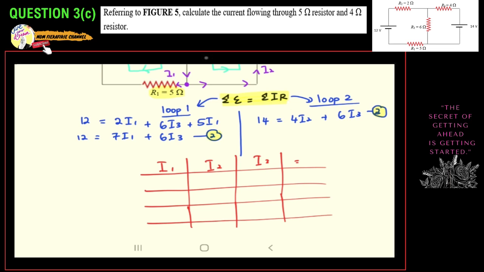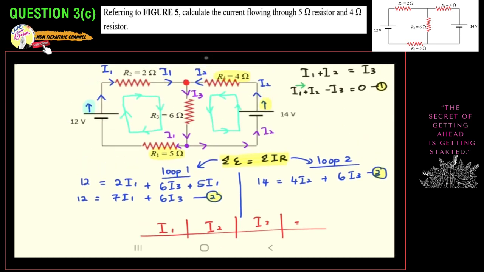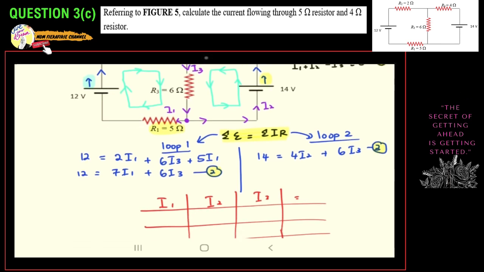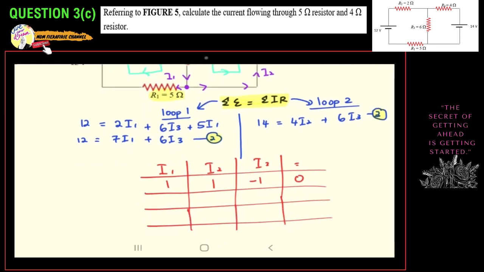So, equation number 1, kita tengoklah equation number 1 kita. I1 is 1, I2 is 1, I3 is negative 1, and equal to 0. So, kita letak 1, 1, negative 1, 0. Okay, second equation, I1 is 7, I2 ada tak? Tak ada. So, I2 is 0, I3 is 6, okay, equal to 12. So, I1 is 7, okay, I2 is 0, tak ada. I3 is 6 and equal to 12.